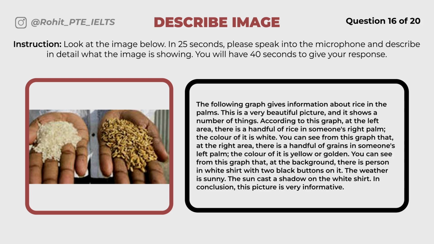You can see from this graph that at the right area, there is a handful of grains in someone's left palm. The color of it is yellow or golden. You can see from this graph that in the background, there is a person in a white shirt with two black buttons on it. The weather is sunny. The sun casts a shadow on the white shirt. In conclusion, this picture is very informative.